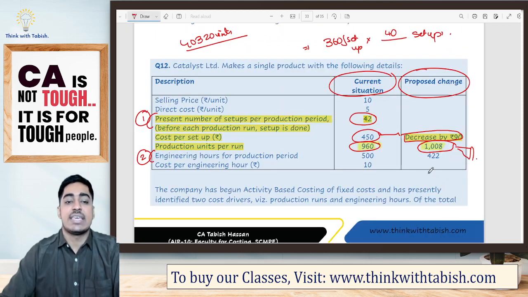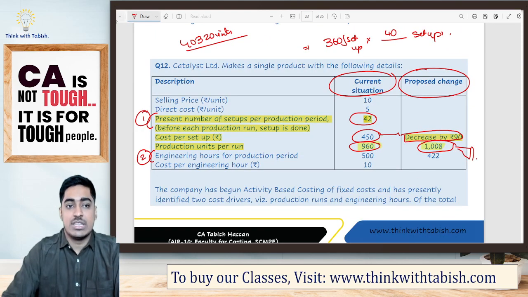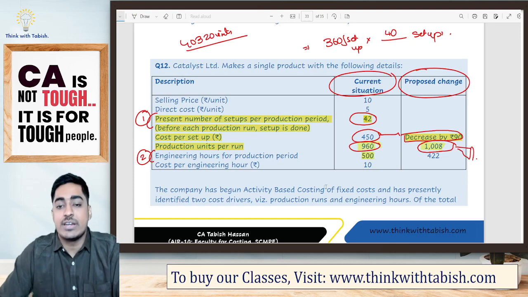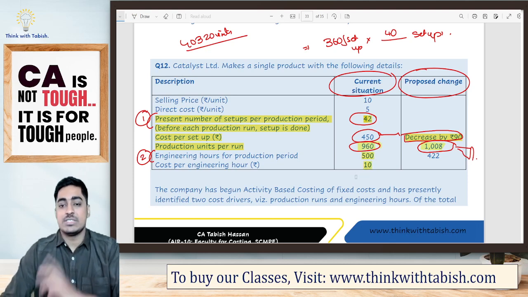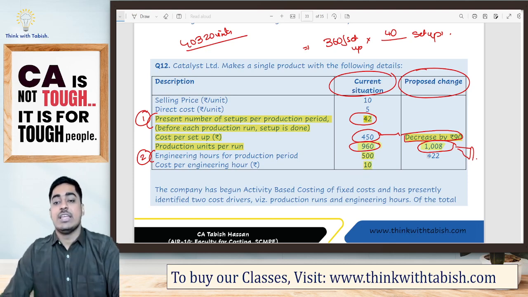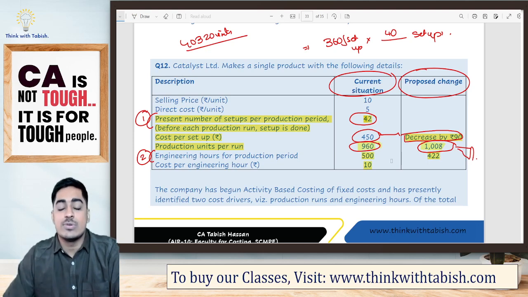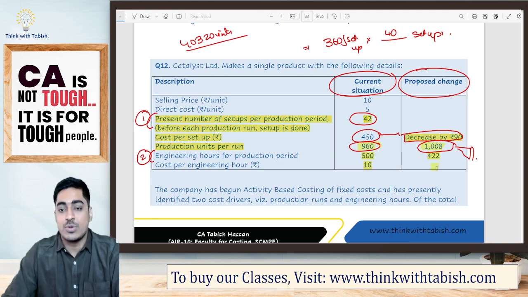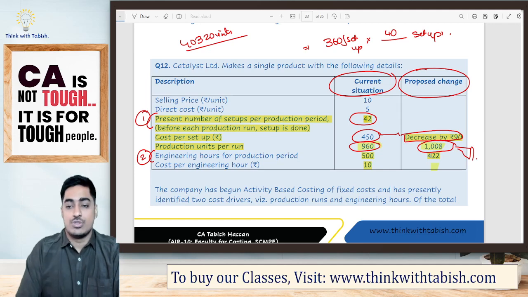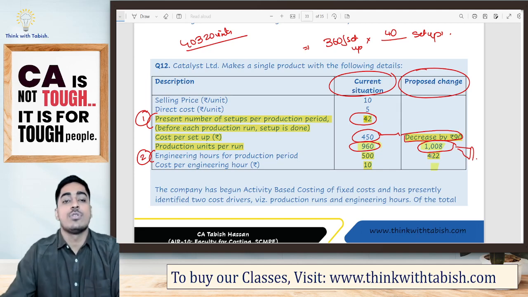Now, second thing is calculation of engineering cost. Previously, engineering was 500 hours. For every hour it was 10 rupees. That means it was 5,000. Now they are telling for engineering, I'll be working 422 hours only. The rate per hour is not given. So what will I assume? I assume it is 10 only. So my revised cost is 422 into 10, 4,220.